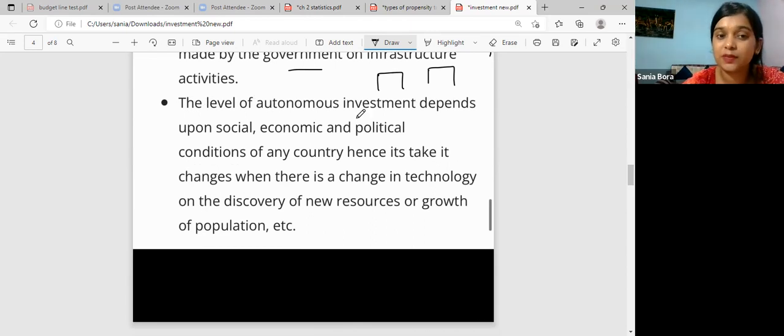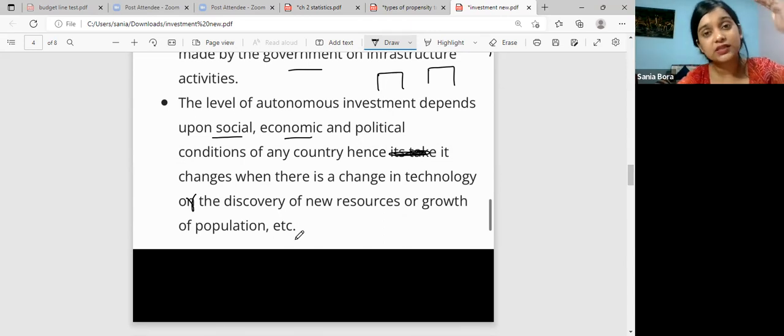Next, the level of autonomous investment depends upon, see, over there your level of investment was dependent on income, right? But autonomous is not being influenced by the income. So ma'am, it is dependent on what? The level of autonomous investment depends upon social, economic and political condition of a country, right? Hence it changes when there is change in technology or the discovery of new resources or growth of population. So over there when your income was increasing, your induced investment was also increasing, right? But does your autonomous investment depend upon income? No ma'am, it depends upon social, economic and political condition of a country. So autonomous investment changes when there is change in technology, change in resources, or growth in population. Clear? Yes, ma'am. So you will write it down.